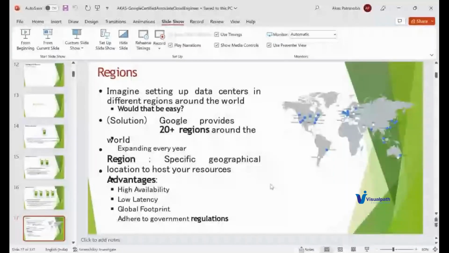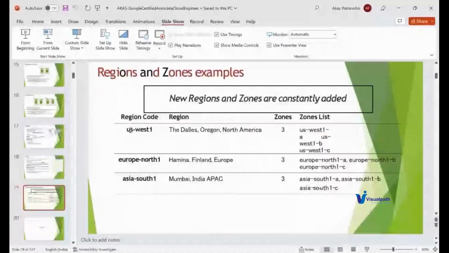And this is a typical example of what I was speaking about. US West 1, let's say, is one of the region codes in GCP, and the region covers Dallas, Oregon, and North America, and then it is divided into 3 zones: US West 1A, 1B, and 1C. This is basically you keeping your data in different zones and having an HA model, also disaster recovery. We will talk about disaster recovery and HA when we set up our databases or our VMs, and how to do those things.